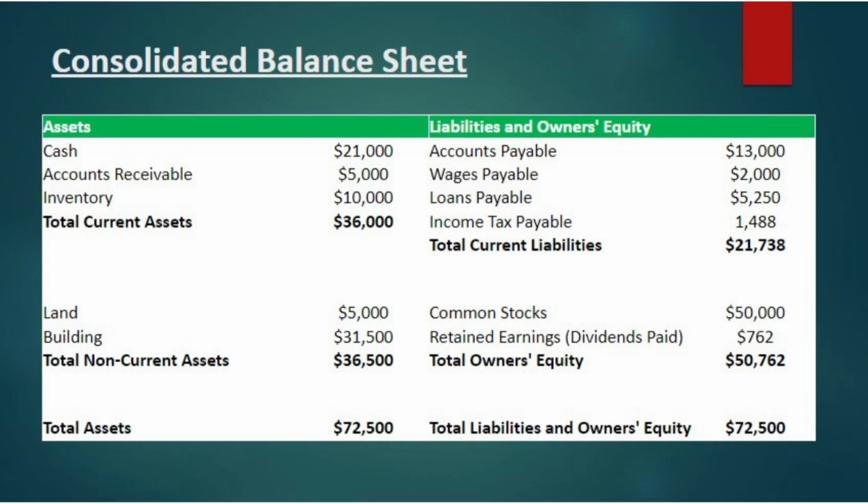We can build now our financial statements, starting from the consolidated balance sheet. Assets and liabilities are reported as either current or non-current. In this exercise, we do not have non-current liabilities. The total retained earnings is $762, given by the profit of the year, minus dividends paid.